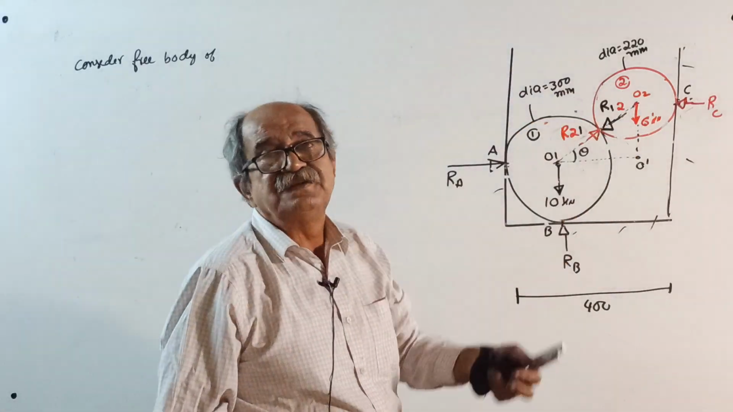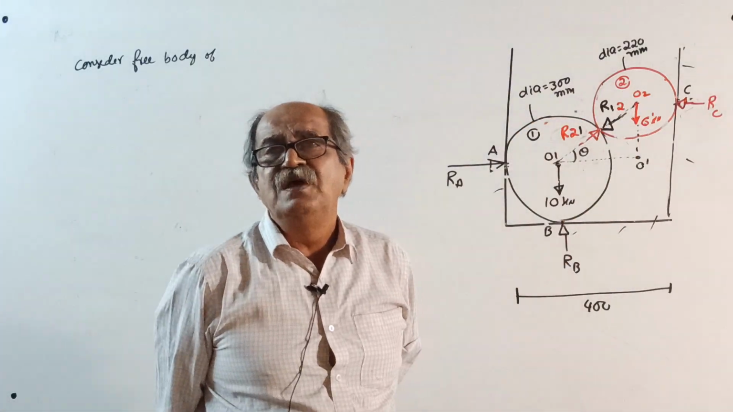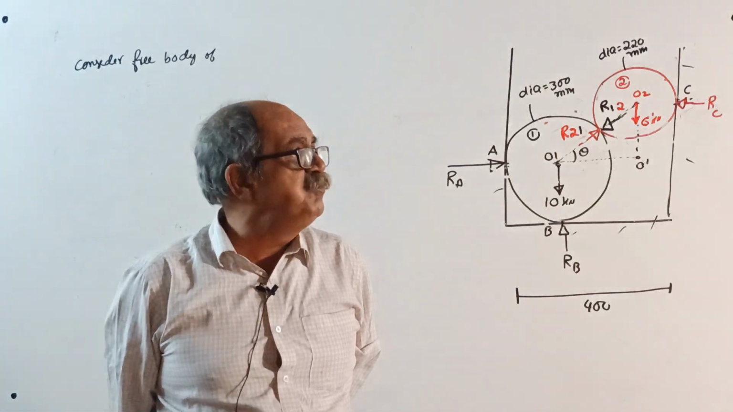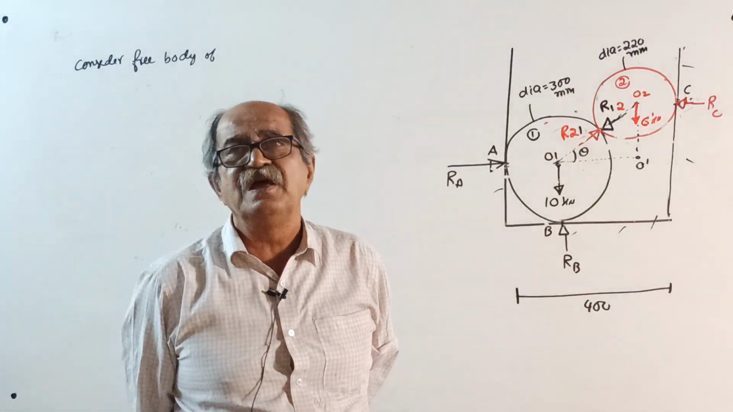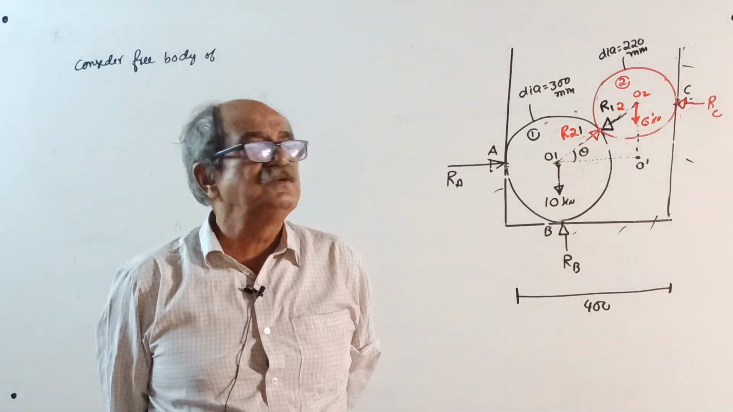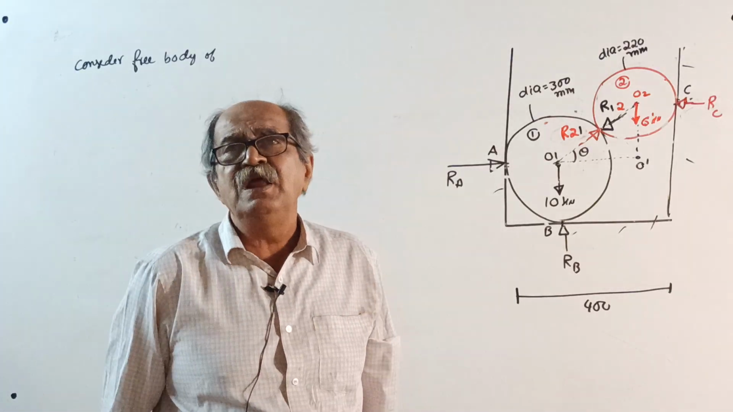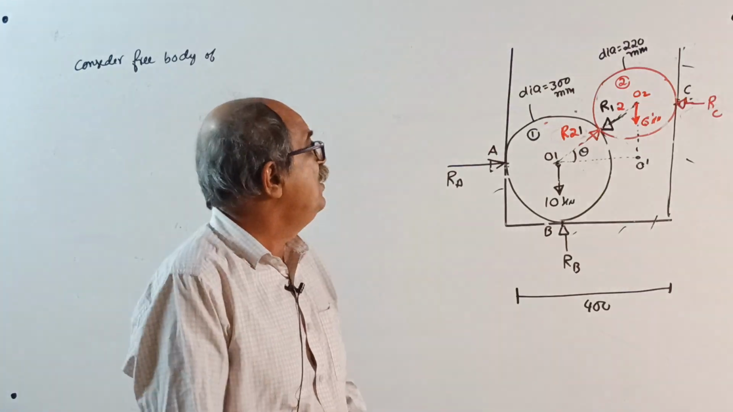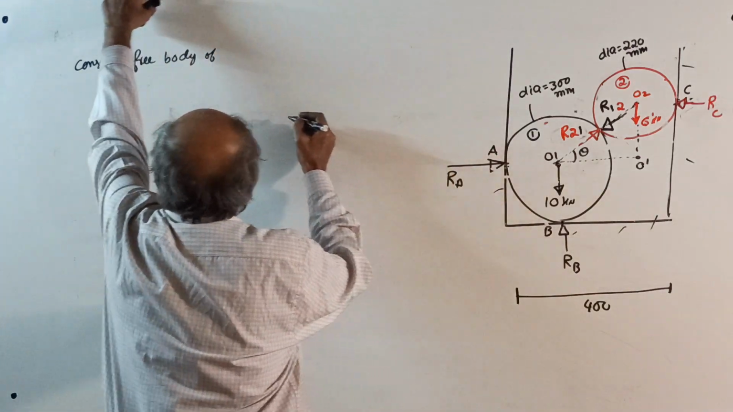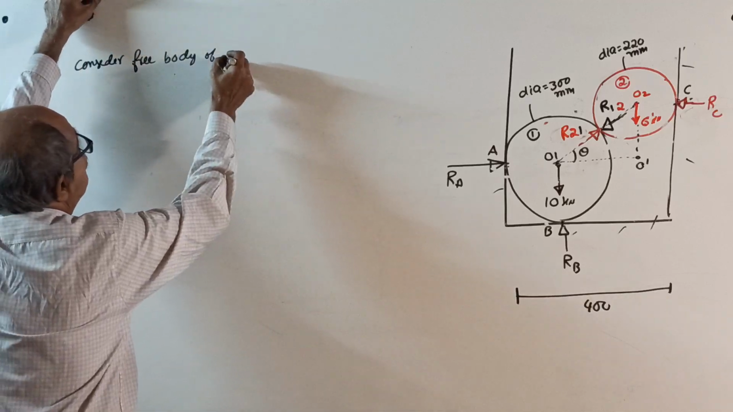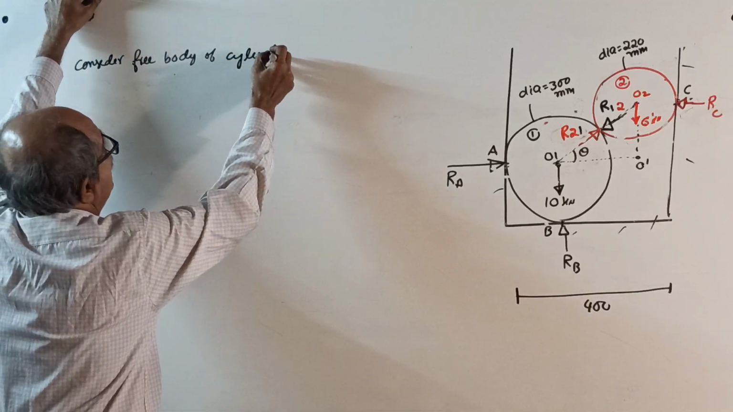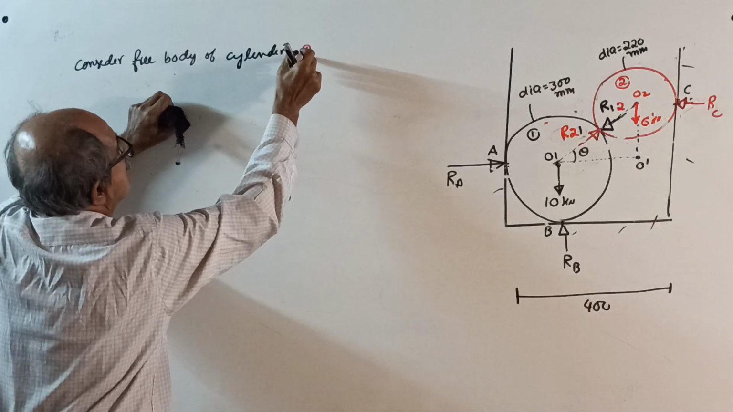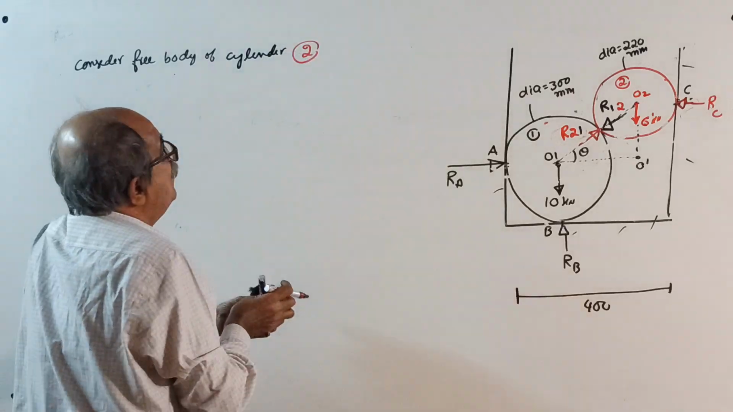Only 2 reactions. We have got equilibrium, sigma Fx equal to 0, sigma Fy equal to 0. Sigma M is not used here. Moment will not come here. So 2 equations are available. Or if you use Lami's theorem, if applicable, there are also 2 unknowns possible. So first consider cylinder number 2. Make a note here.